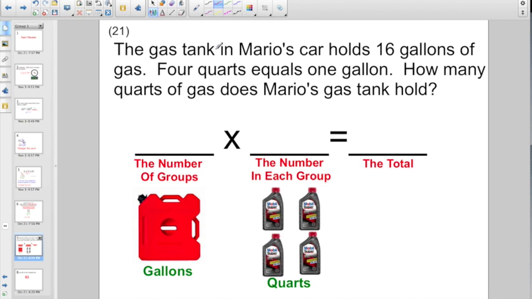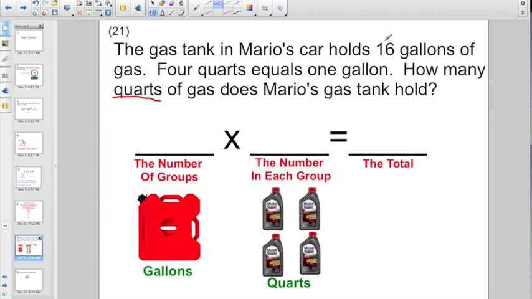So the gas tank in Mario's car holds 16 gallons of gas. 4 quarts equals 1 gallon. And they want to know, how many quarts of gas does Mario's gas tank hold? How many quarts if it holds 16 gallons?